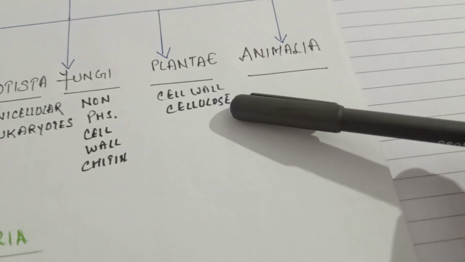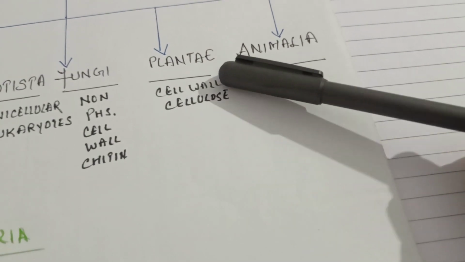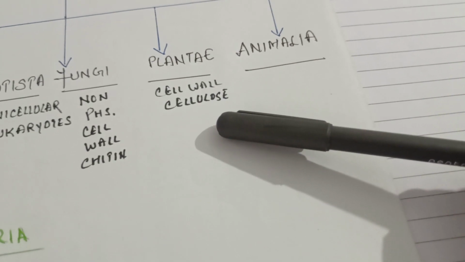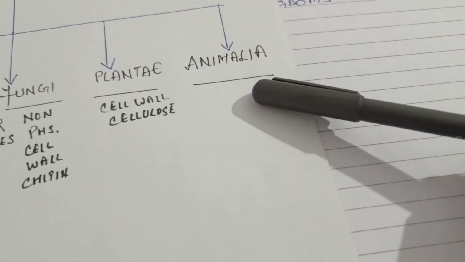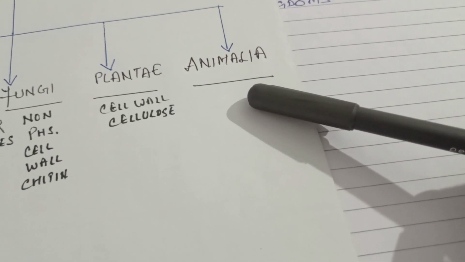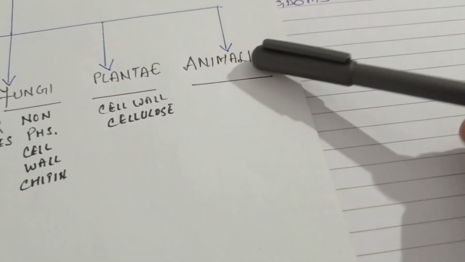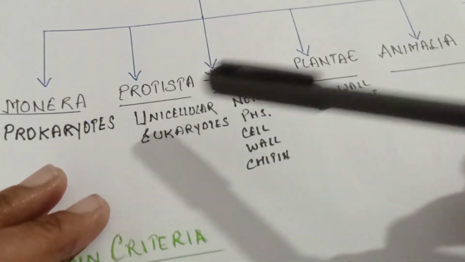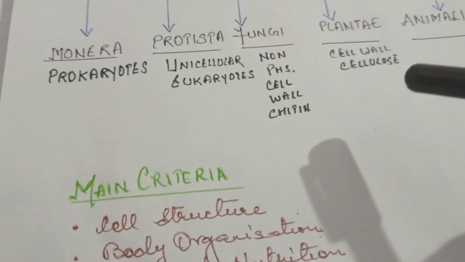Then the fourth kingdom was Plantae, which includes all the plants. Specific character: the cell wall is made up of cellulose and they have chloroplast, so they are autotrophic in nature. And finally, the kingdom Animalia, which included all the animals. You know the characteristic of animals: they do not have a cell wall, and they have a heterotrophic mode of nutrition. All these kingdoms you are going to study in elaborated form further. So here I am briefly explaining this.